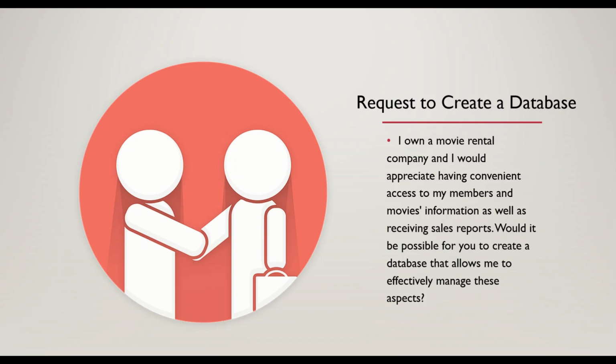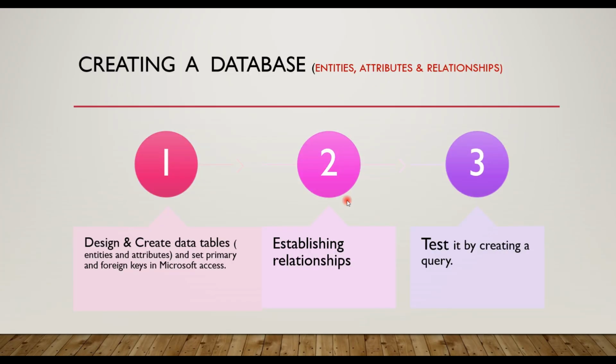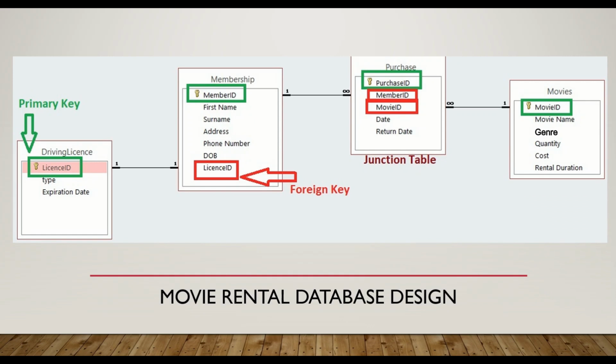So in this case, we should follow these three steps. First of all, we should design and create data tables, set primary and foreign keys. Then we should establish relationships between data tables, and at the end we should test it by creating a query.